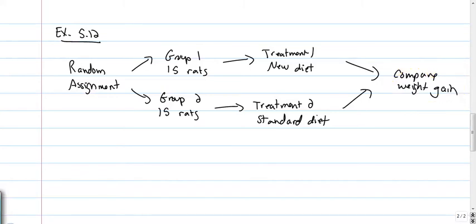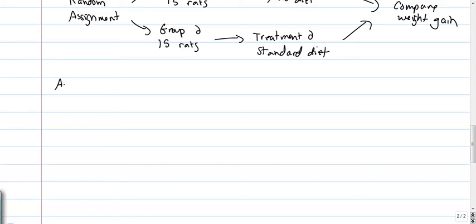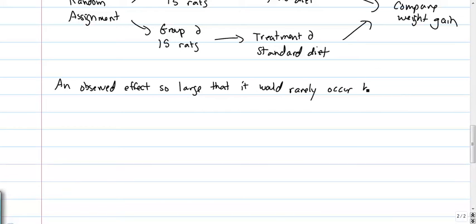What we want to know is, is there a significant difference in these 2 treatments? If there was no difference between these 2 treatments, we would see that the 2 weight gains would end up being about the same. But if one is so much larger than the other, we're going to say that our results are statistically significant. We say that an observed effect so large that it would rarely occur by chance is called statistically significant.